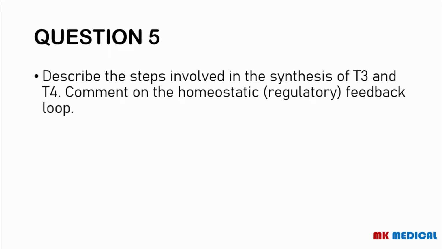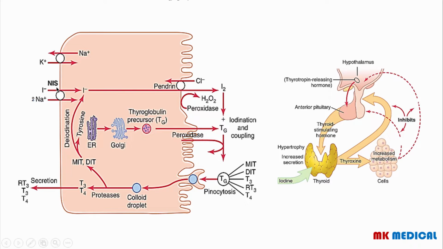So remember that the synthesis of T3 and T4 happens in steps. So the first step is known as iodine trapping. I think I have a diagram for this. So this is the basal side of the follicle. This is the lateral side. This is the apical side. So the basal side here has got two important channels. There's this NIS, which simply stands for sodium iodide symporter, and there's a sodium potassium ATPase pump.